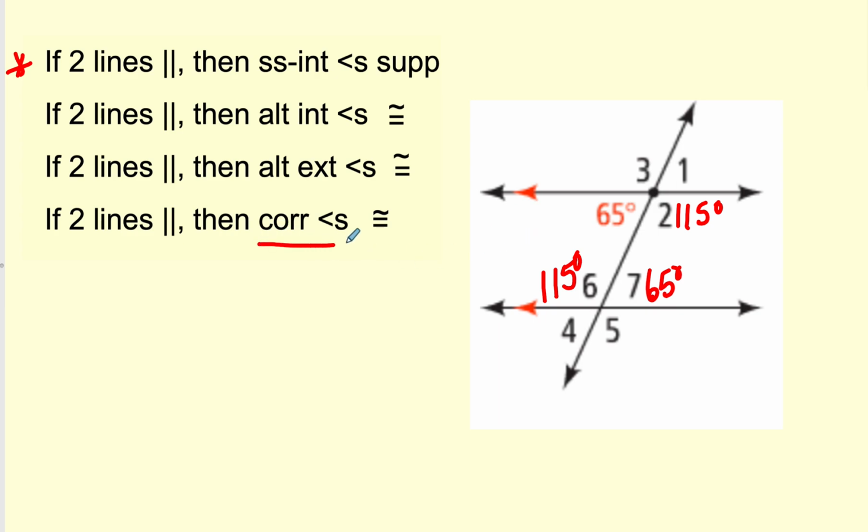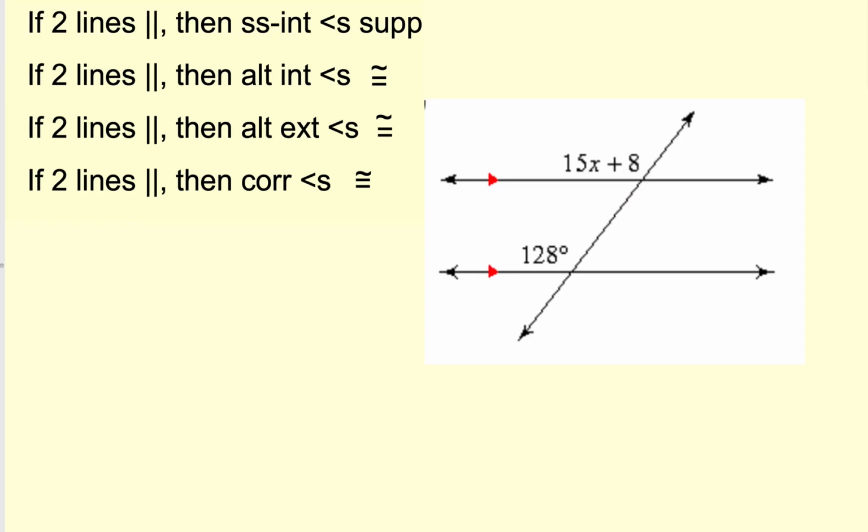Let's do corresponding angles first. 65 and 65, and then 65 and 65. And then we can say alternate exterior angles are congruent, and you can see that. And then here's 115, and here's 115. So with these theorems, we just need one to get to them all, but you can see the relationship is true for all.